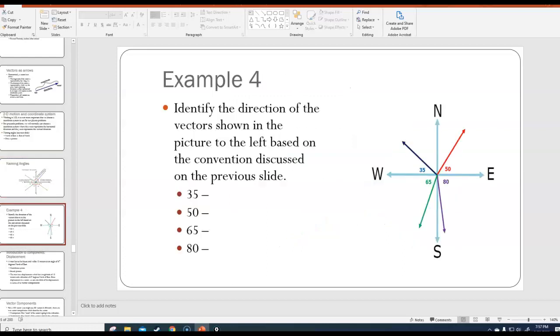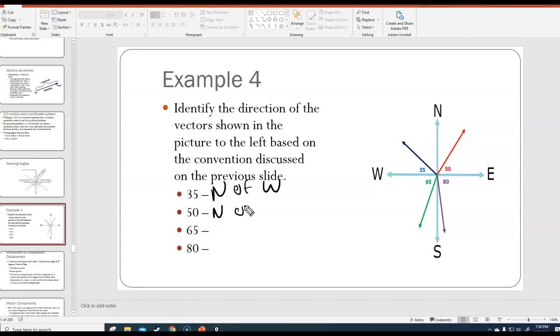Okay, so a quick example with that. It says identify the direction of the vector shown in the picture to the left based on the convention discussed on the previous slide. So in other words, that 35 degrees in here, how would you name that 35 degrees? This angle right here is, if you start off going west and then you head north, you would pass through this angle. So this would be the north of west angle. What about this 50 degrees? How would you name that?